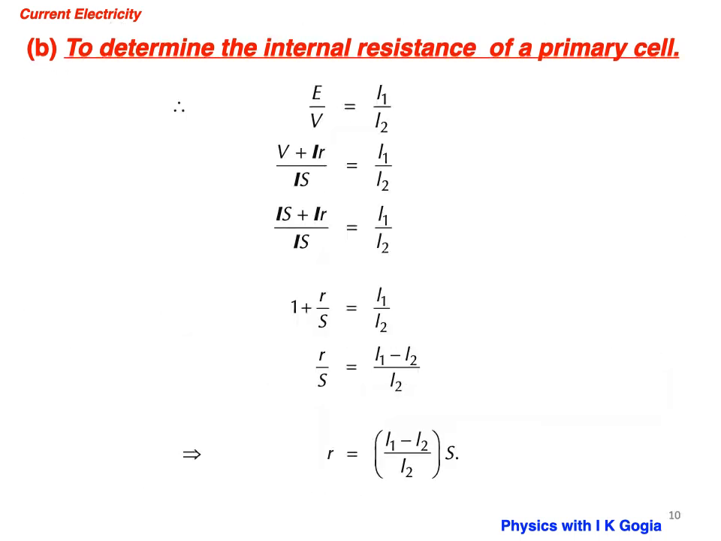This is the equation which we get. E we know is V plus Ir, where small r denotes the internal resistance of the cell, which we are going to determine. And potential difference V is I into S, because current drawn from the cell is I and S is the resistance introduced from the resistance box. Rest is all mathematics. V is IS. You can divide numerator and denominator by I. That gives you value of r over S and hence value of r.